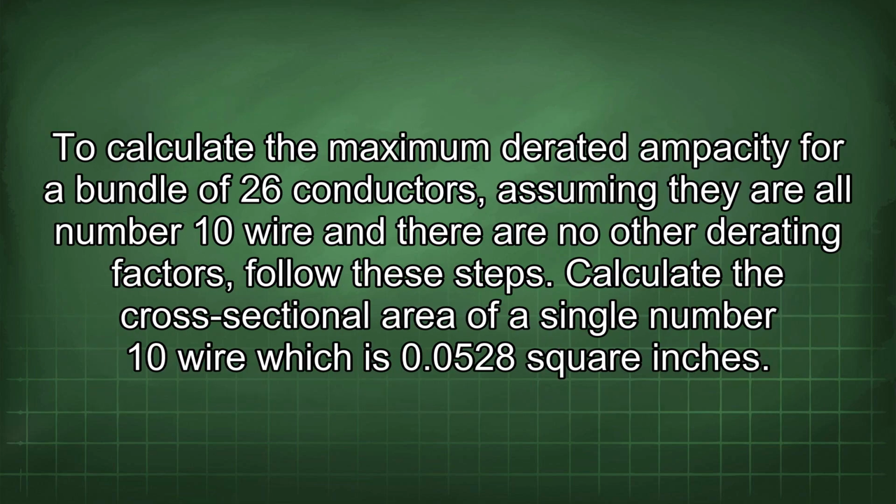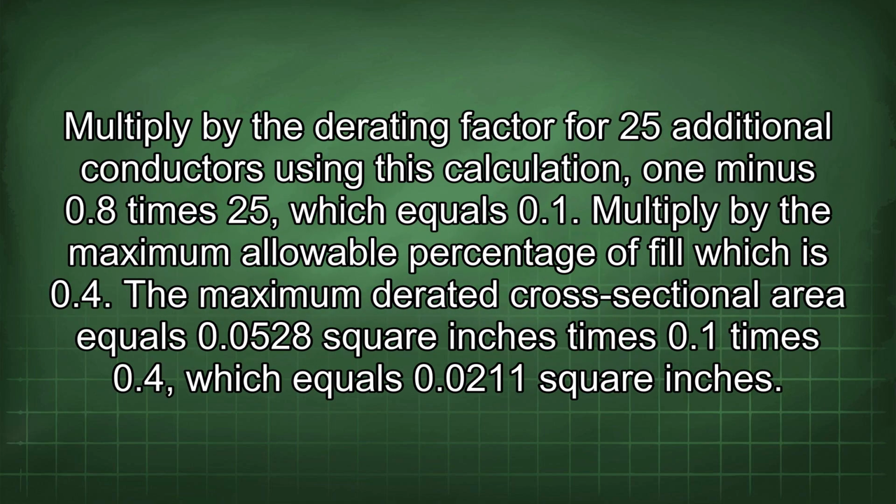To calculate the maximum derated ampacity for a bundle of 26 conductors, assuming they are all number 10 wire and there are no other derating factors, follow these steps. Calculate the cross-sectional area of a single number 10 wire, which is 0.528 square inches. Multiply by the derating factor for 25 additional conductors using this calculation: 1 minus 0.8 times 25, which equals 0.1.